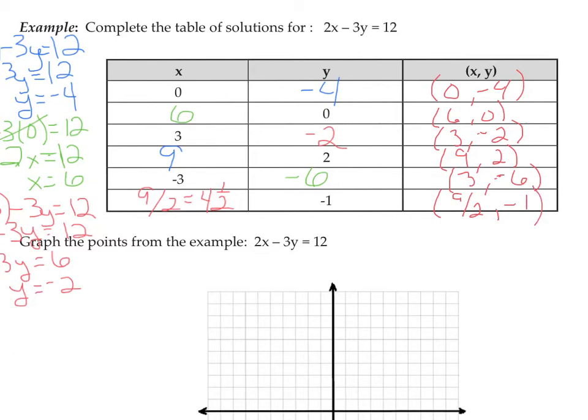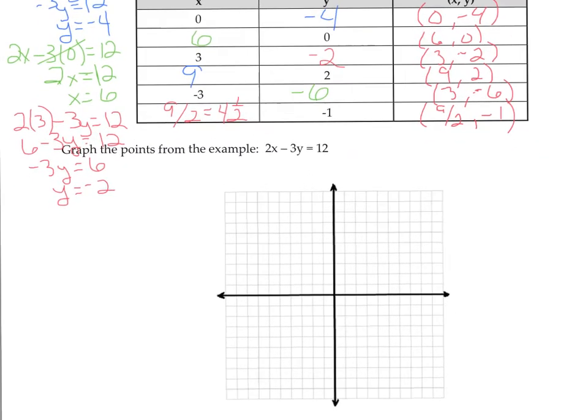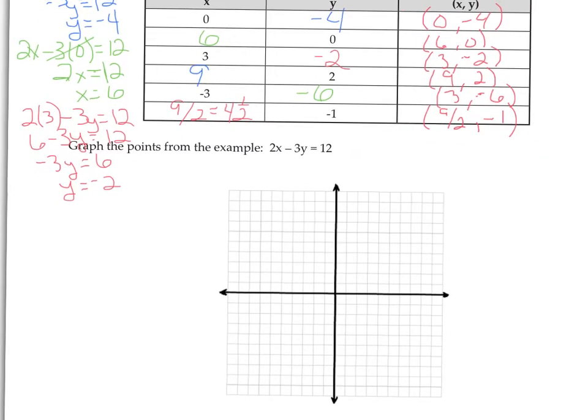All right, so the next part of this says to graph the points from this previous example. See, these are the same equations here. So we're going to graph these points on this line, and if we did everything correctly, all of our math over here is good. These ordered pairs should make points that line up in a straight line. So let's see. The first point is 0, negative 4. So that's going to be here.